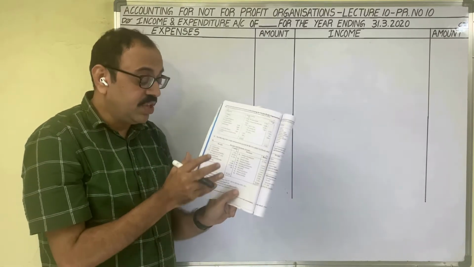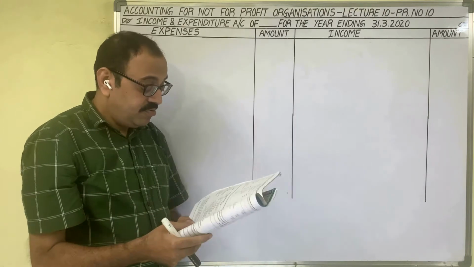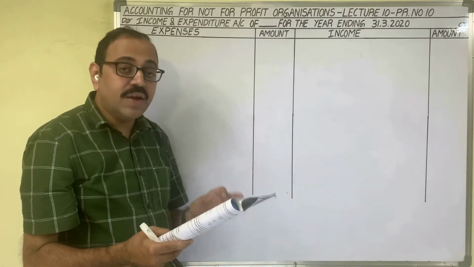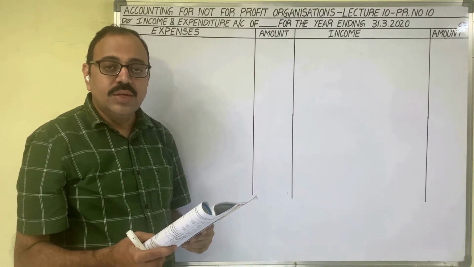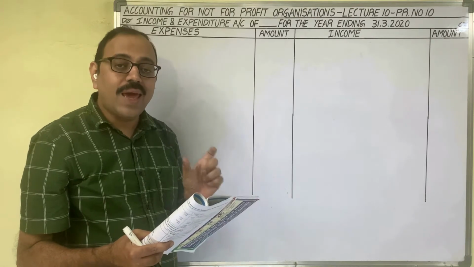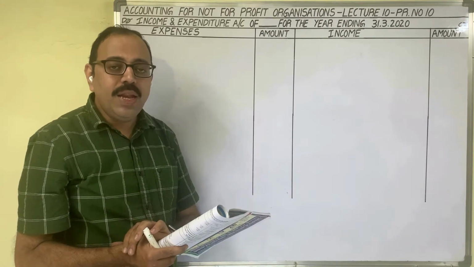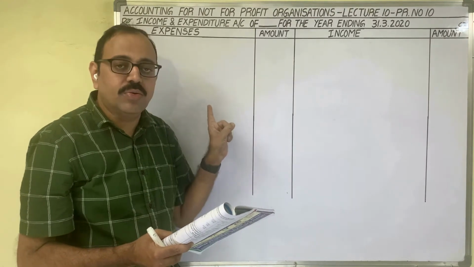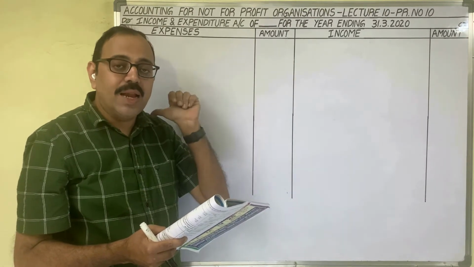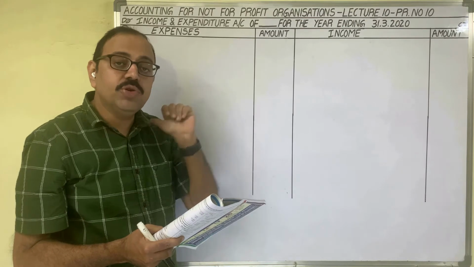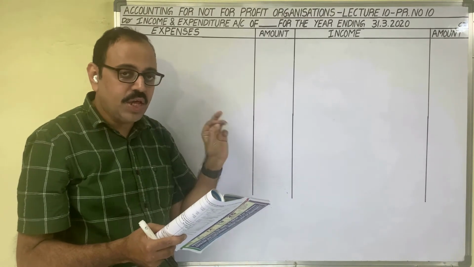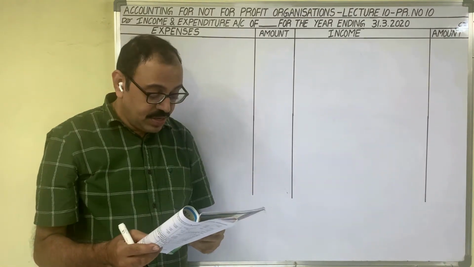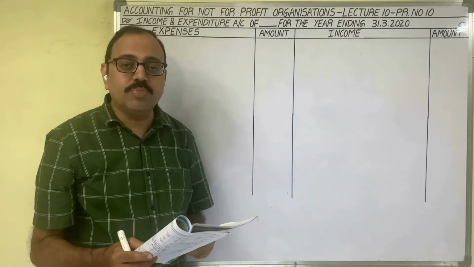So let us start with the receipt side. First one, cash in hand 1900 rupees. This is known as the opening cash balance. Opening cash balance doesn't appear in the income and expenditure account. In the previous year balance sheet, as an asset we have to show that amount. Not here, therefore ignore. Next, cash at bank 20,000 rupees.